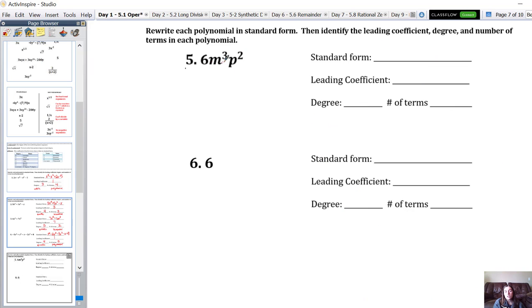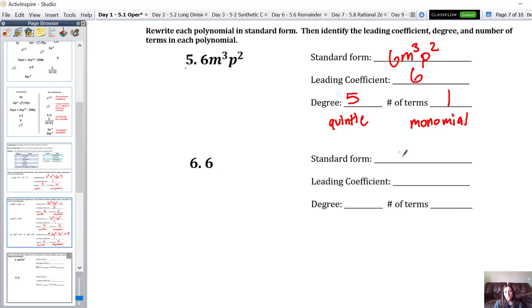This one only has one term, so it is already in standard form. 6m cubed p squared. The leading coefficient is 6. Now, for the degree, if you have two variables that are side by side, we're going to add their two exponents together. These two variables are being multiplied, so we're going to add their exponents. So we have a degree of 5 here, making this a quintic. And like I said earlier, there's only one term, so it is a quintic monomial.